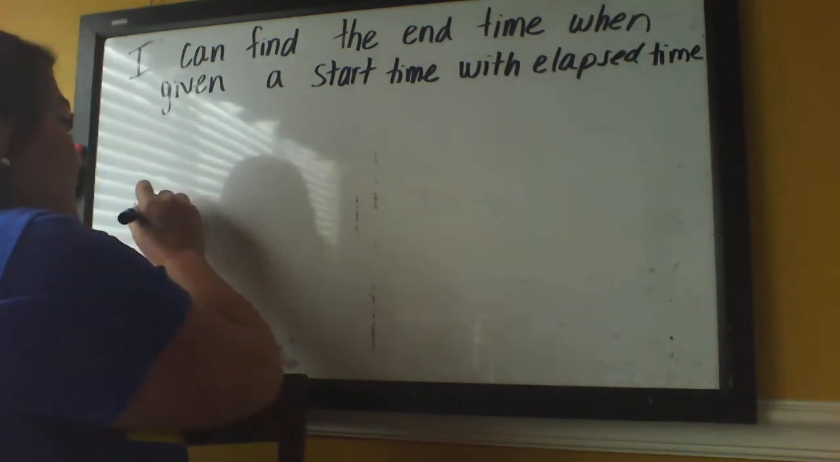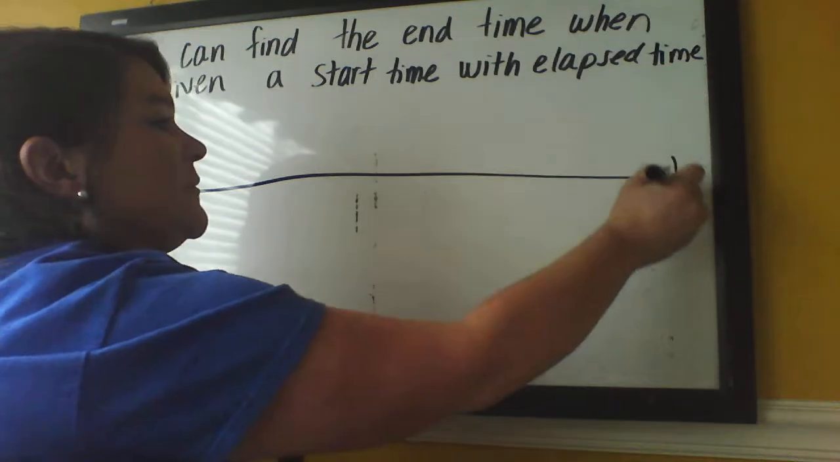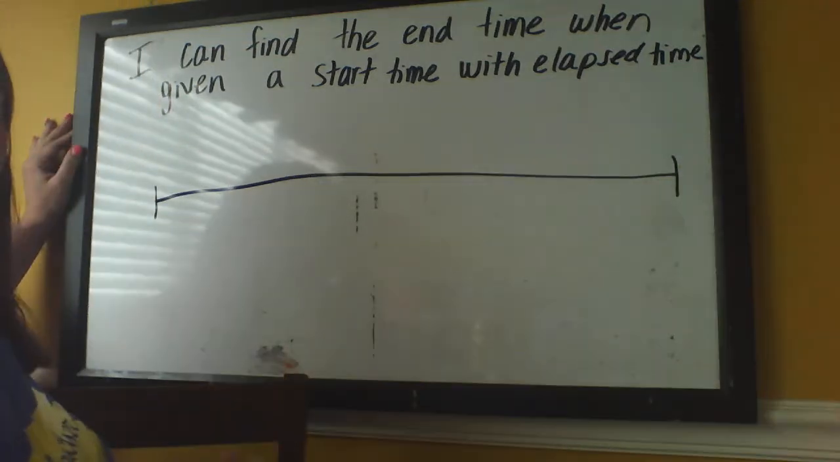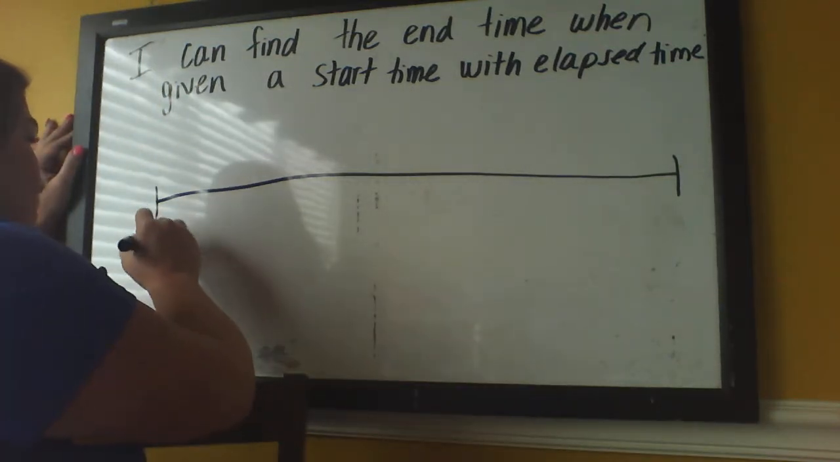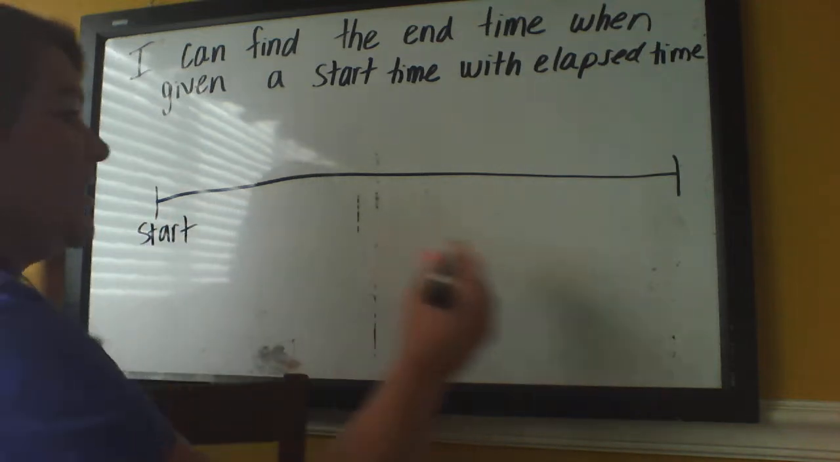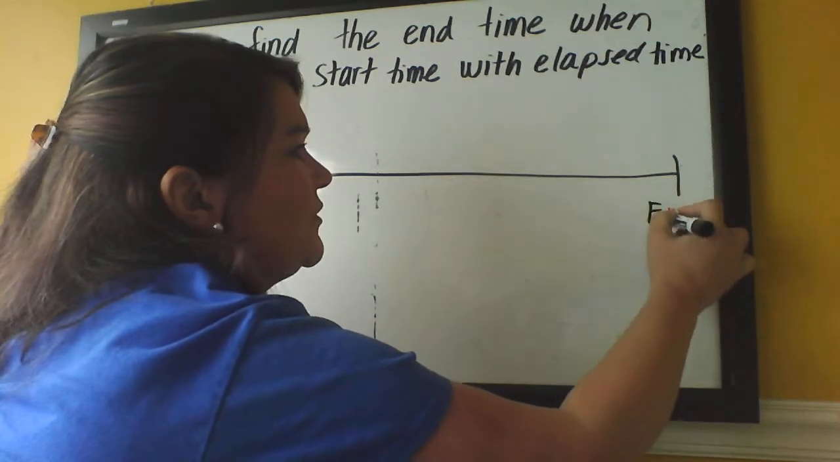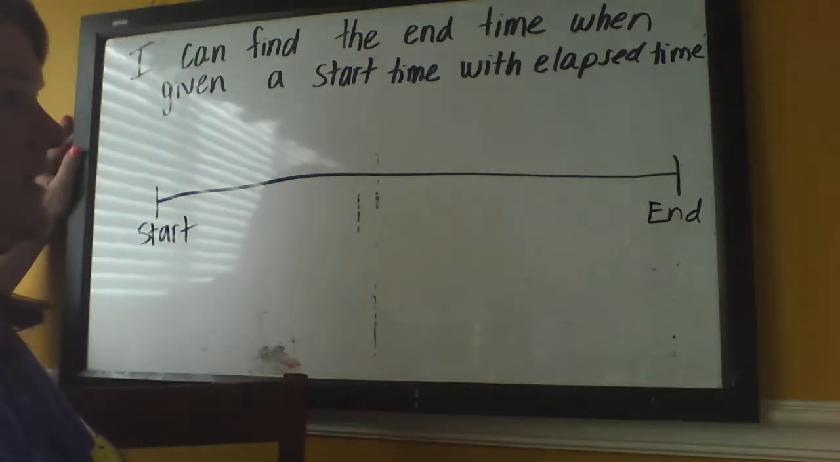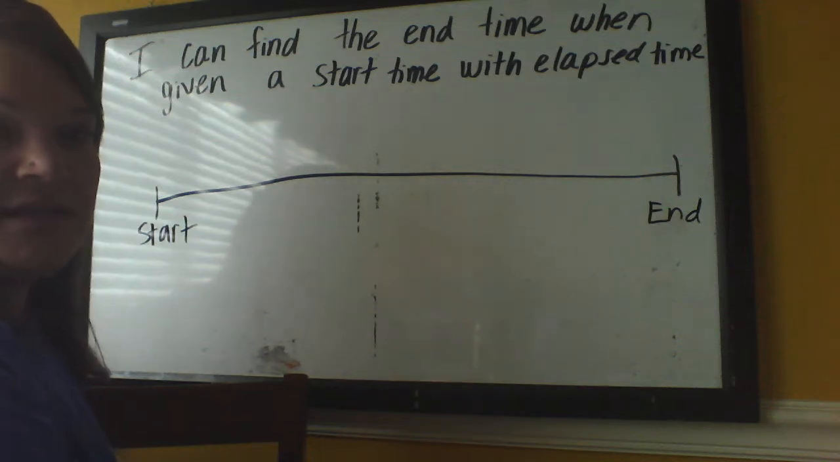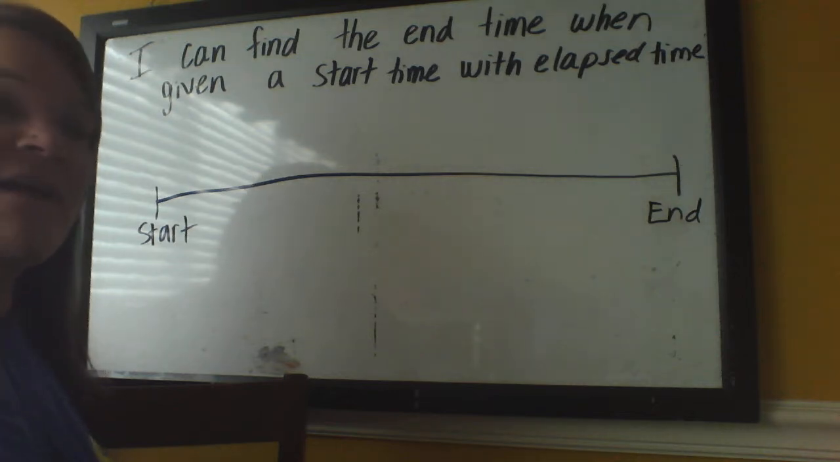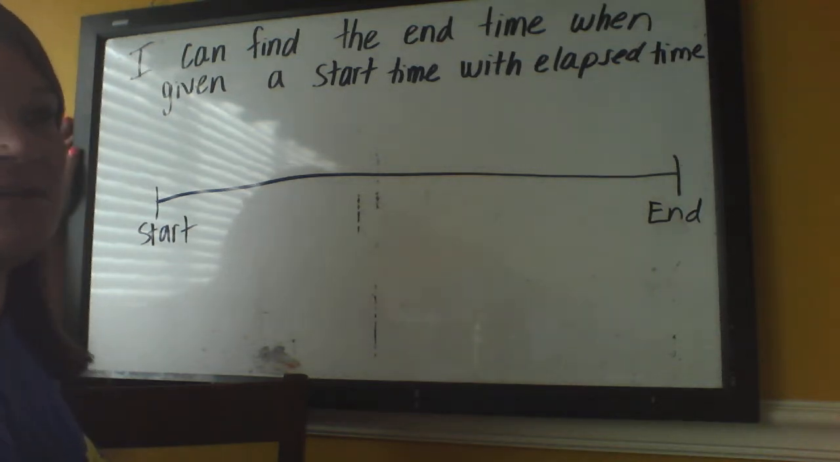this is a number line. So we're going to make a really big long number line. And remember, the beginning of your number line is where you put your start time, and the end of your number line is where you put your end time. Okay? And yesterday we did a lesson about movies, which is a good thing because movies always start at a certain time and they last a certain amount of time and they end at a certain time.